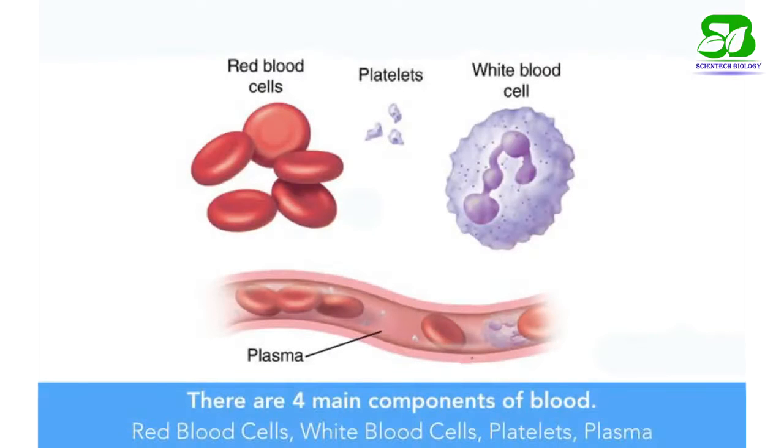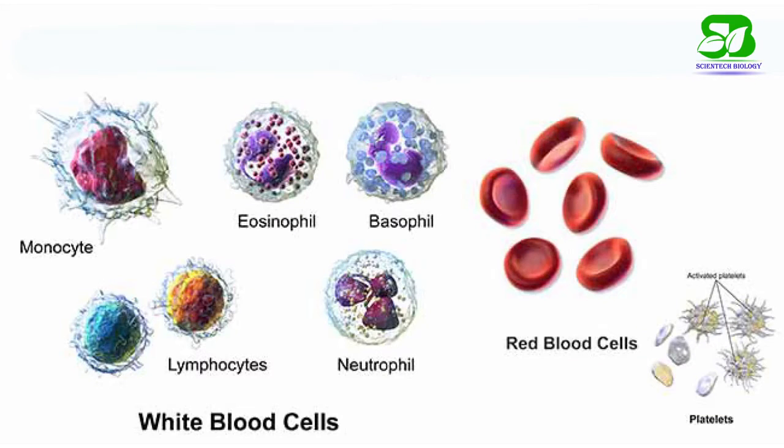Formed elements in blood include cells and cell fragments such as red blood cells, white blood cells, and platelets.